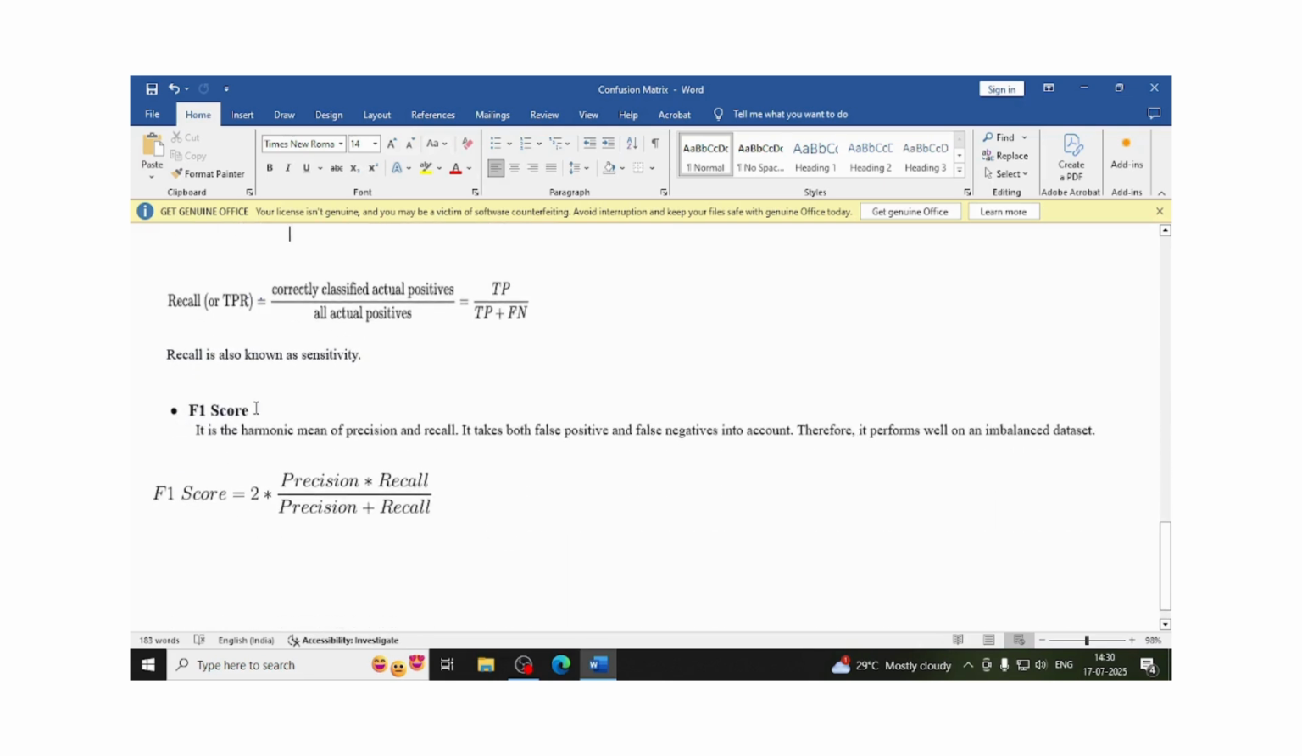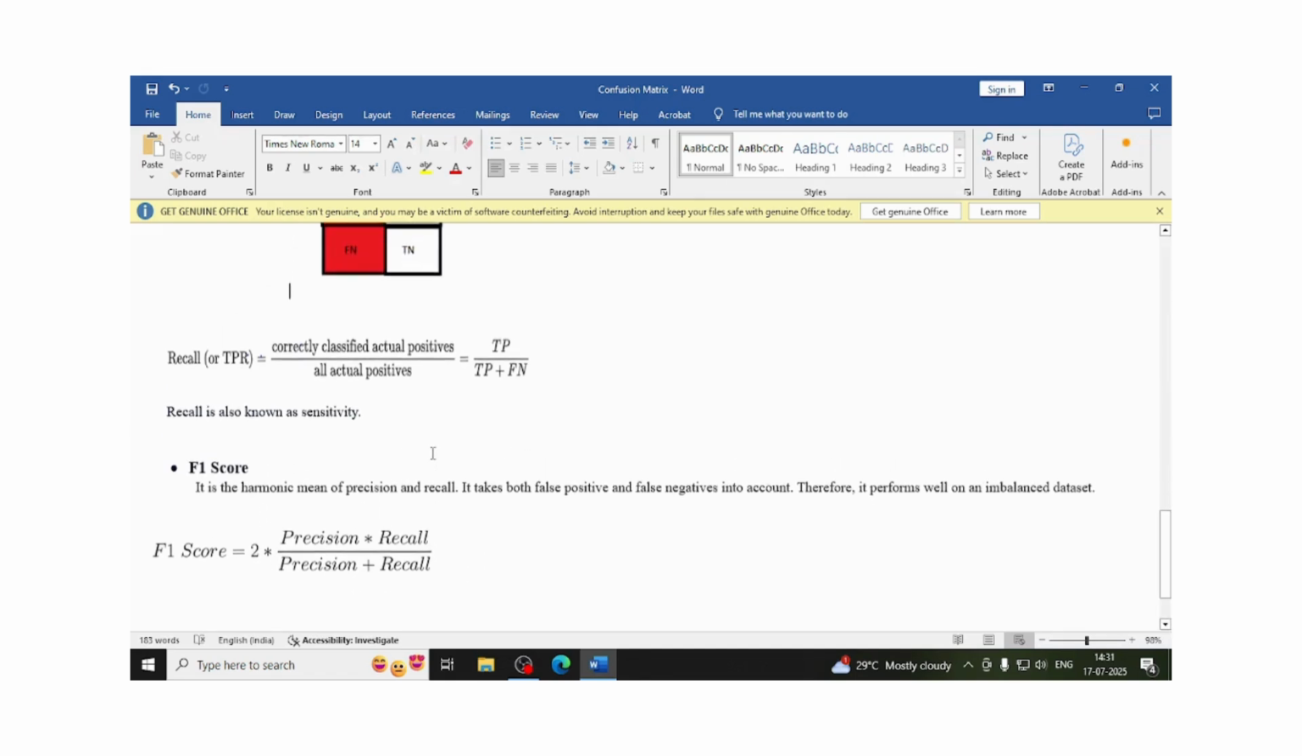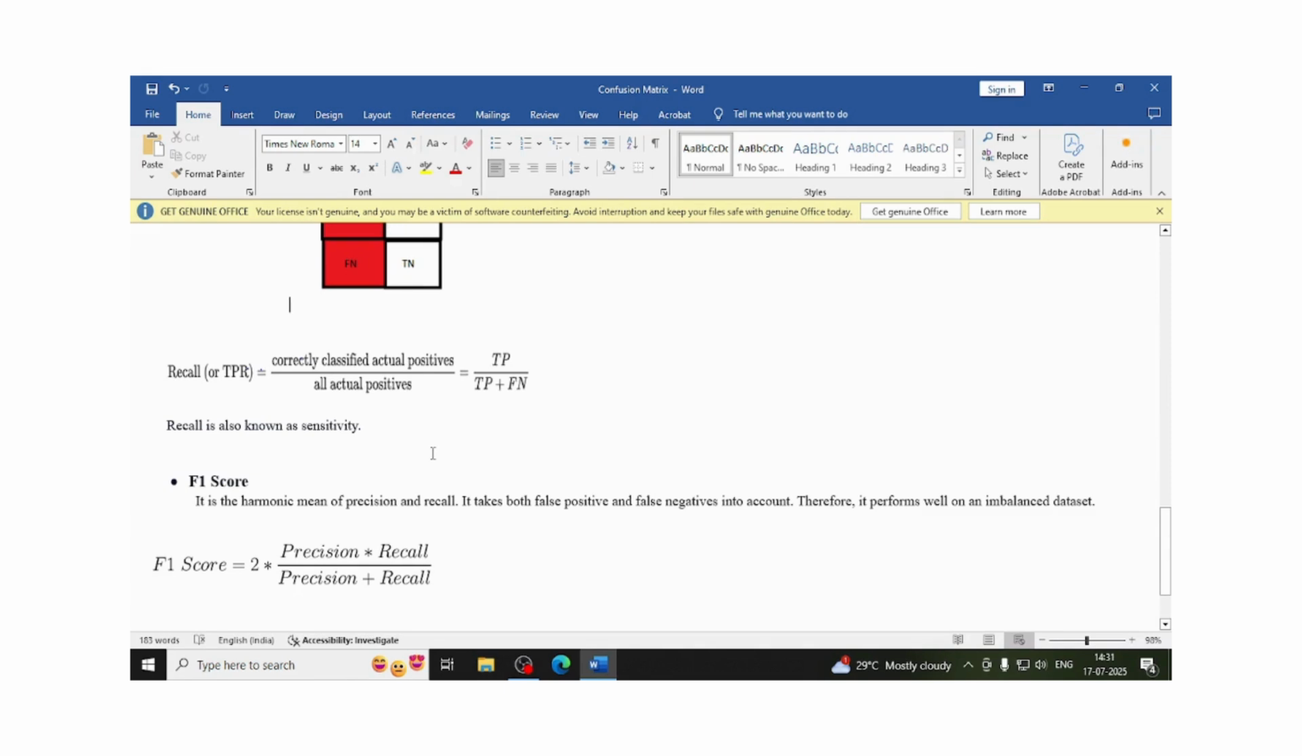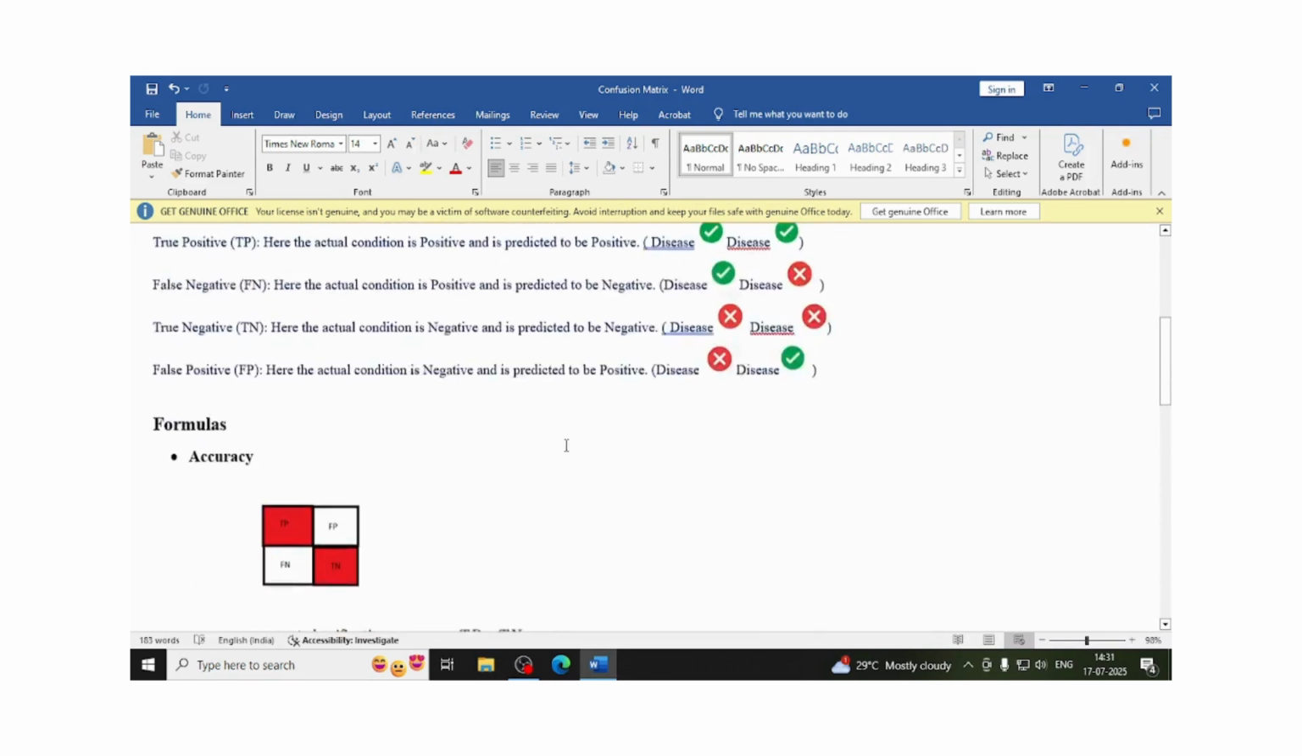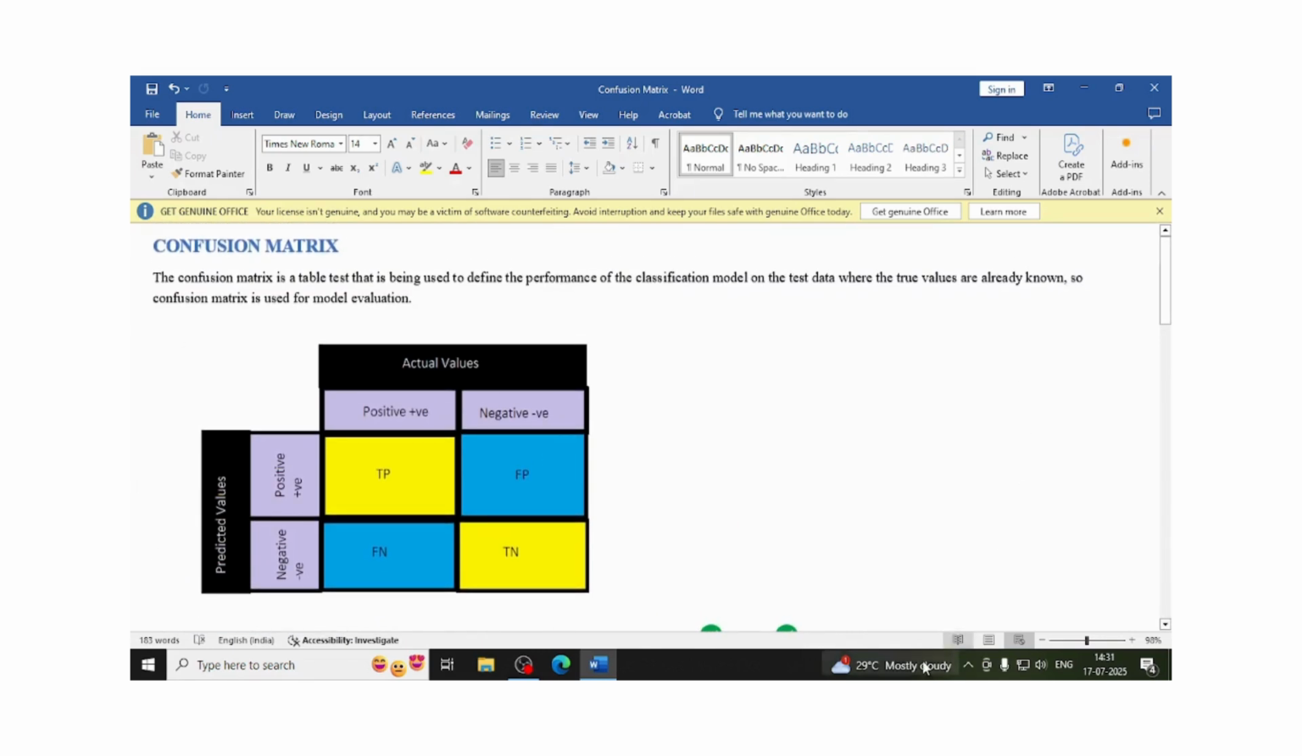Then focus on the F1 score. If you know the values of recall and precision, you can calculate the F1 score. What is the F1 score? The F1 score is the harmonic mean of precision and recall. It takes both false positives and false negatives into account. Therefore, it performs well on an imbalanced data set. So it depends on the precision and recall values, that means all actual data and all predicted data. So all this is about the confusion matrix.